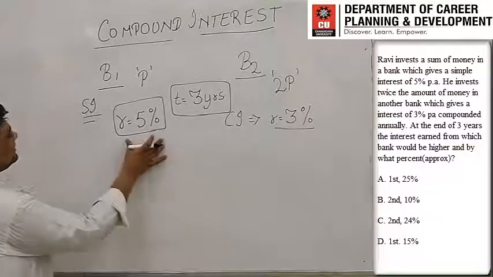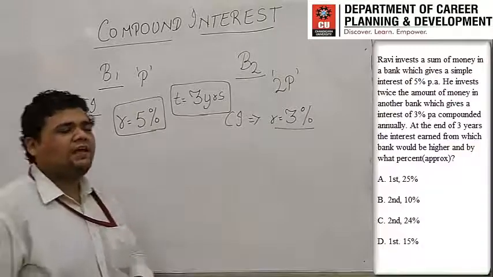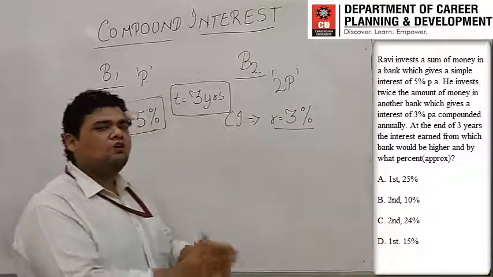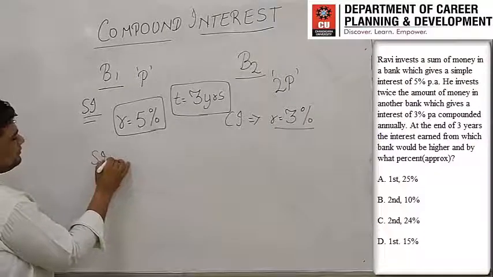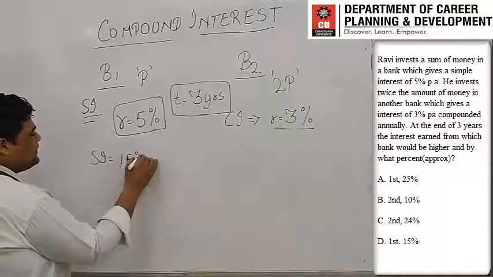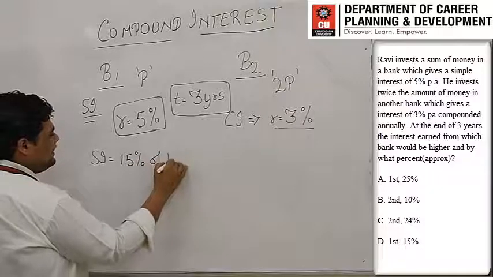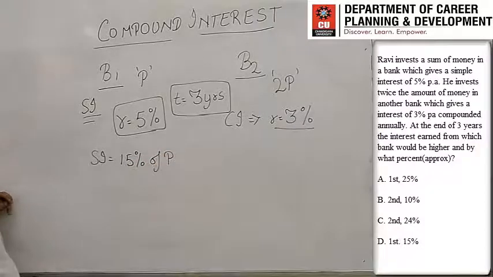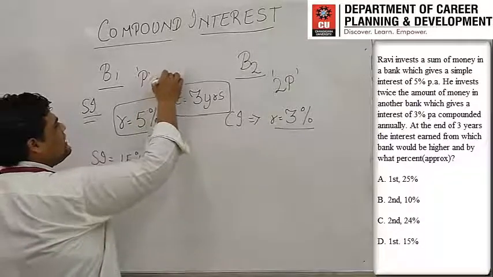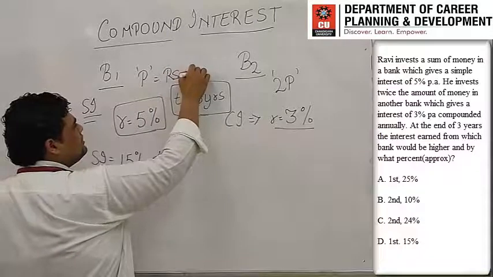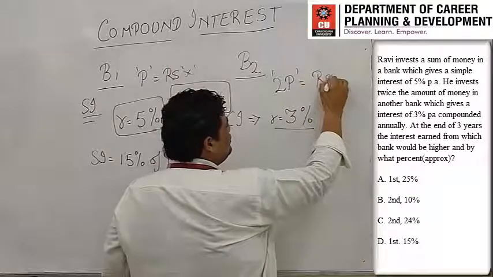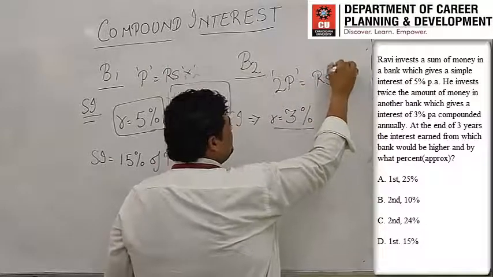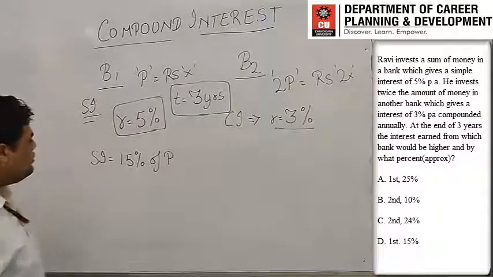Now, here the rate is 5%, and in case of SI, the rate will always remain the same for every year. So the SI will be 15% of P, that is principal. Let it be rupees X. If this is rupees X, this will be rupees 2X. Here the principal will be rupees 2X.